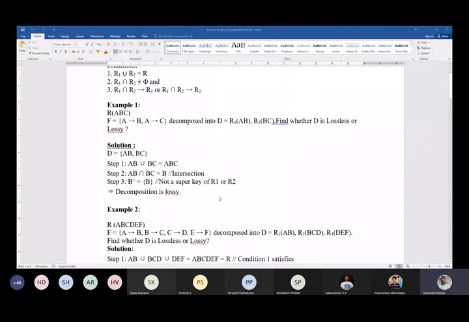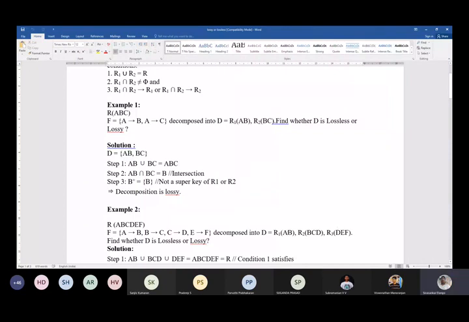Now you can take a piece of paper and pen and work on this problem. The second problem is, you have a relation R with attributes A, B, C, D, E, F, so you have a total of 6 attributes in the relation R. We are going to decompose the relation R into 3 fragments: R1 with attributes A, B, R2 with attributes B, C, D, and R3 with attributes D, E, F.